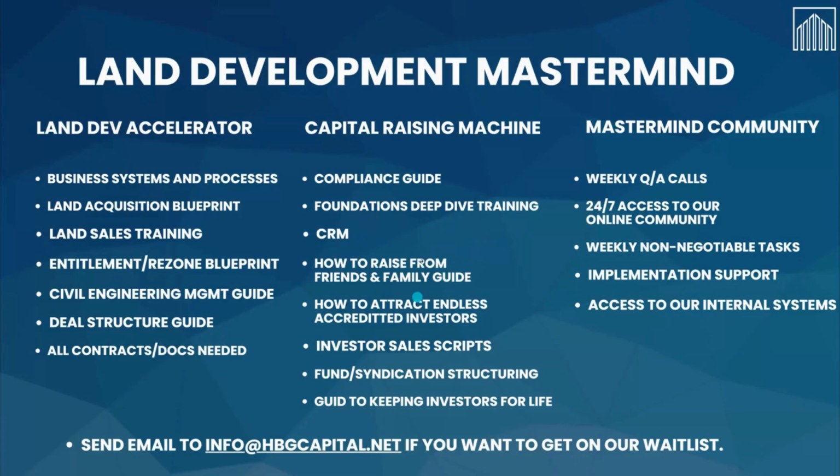There's going to be two guides in here. And again, we're going to be talking about this and scratching the surface next week, but I have a whole course built around specifically how to raise money from friends and family. And then a whole guide on how to attract endless accredited investors once you run out of friends and family. We have our whole sales process that we use with investors. So exactly the questions we ask to get them on a call, how we reach out, how we close them and actually get them to give us the money. We're going to be talking about how to structure your fund and syndication the right way. And we've got a guide for keeping your investors for life, because once you've got them, you keep them.